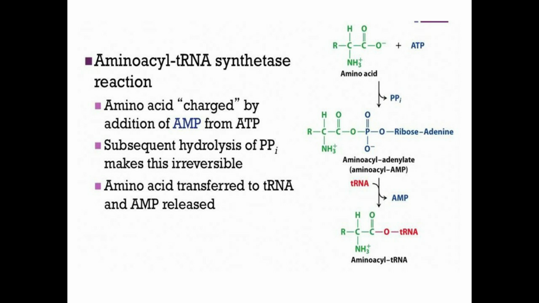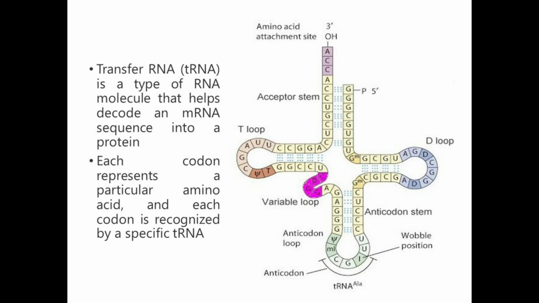So the amino acid will first react with ATP, then it will form a complex with the enzyme, in which process the pyrophosphate will be hydrolyzed, and then it will get associated with tRNA, during which AMP will be released. Now it is called a charged amino acid. Now we will go to the function of tRNA.